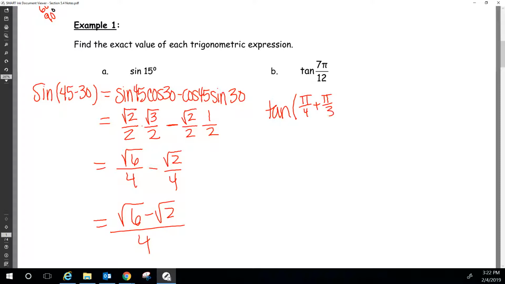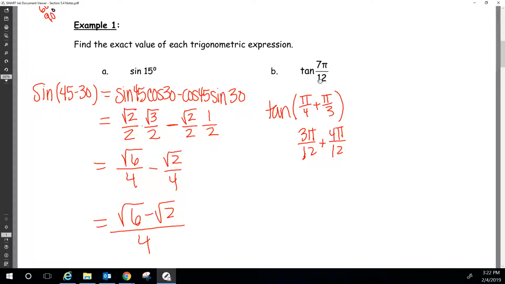Okay, wait, Miss Harris, how did you get that? What did you do? All right, so if you notice, 3 times 4 gives me 12, 3 plus 4 gives me 7. So what happens when we actually add these? Why does this work? Well, if we were to add these two fractions, we'd need a common denominator, which would be 12. And what would we do here? 4 times 3 gives me 12, so this would be 3 pi. 3 times 4 gives me 12, so this would be 4 pi. When we add them together, 3 pi plus 4 pi gives us 7 pi over 12, which is our common denominator. So that's why it works.